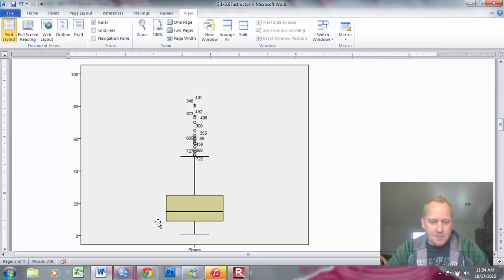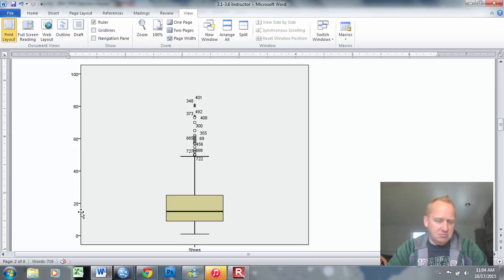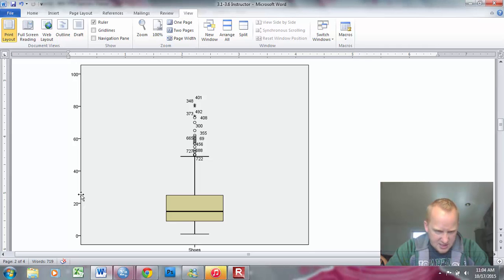Q1 is going to be the bottom of our box. So if we follow this over, it looks about halfway between 0 and 20, so we'll call that 10. The median is the line in the middle of the box. Let's call it 16. I don't know, we're just making a rough estimate here. So we have 4, 10, 16. Q3 is the top of the box. Let's call it 27. Sure. So 4, 10, 16, 27.